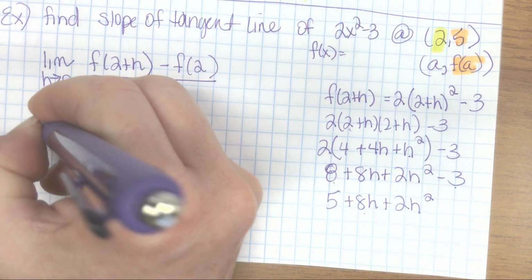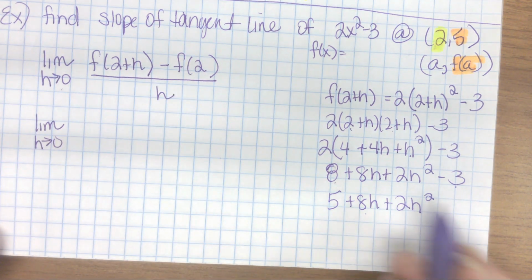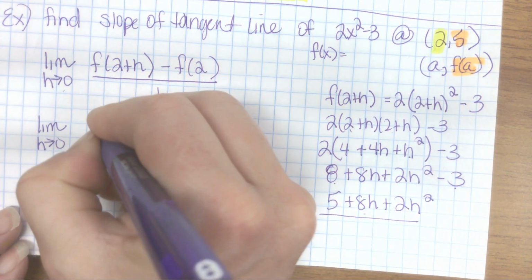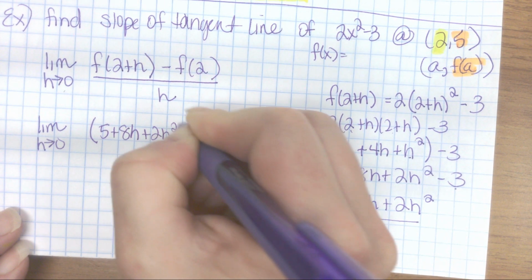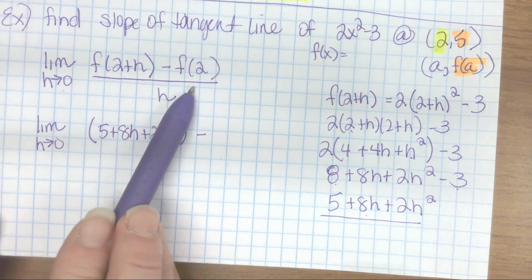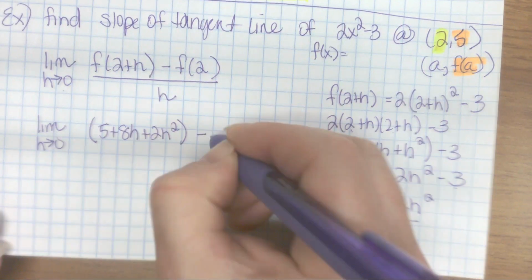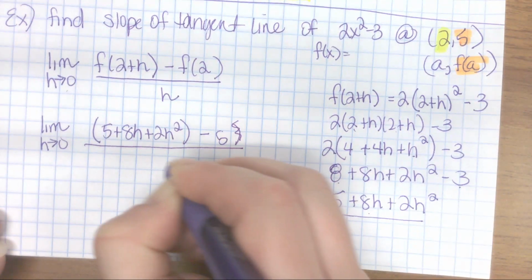So we have the limit as h goes to 0. We found f of 2 plus h to be this entire thing. So that's what I'm going to put here. So 5 plus 8h plus 2h squared, okay, minus f of 2. What did we say f of 2 was? 5. Oops, I don't need another parentheses. And then over down here we have an h.